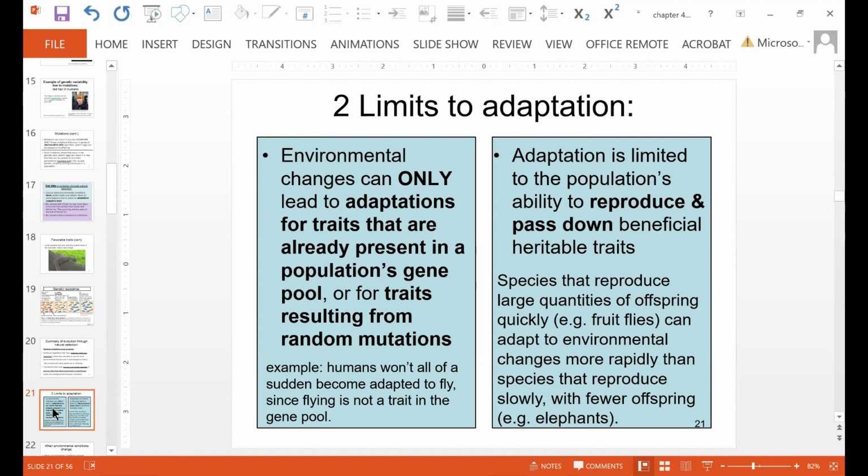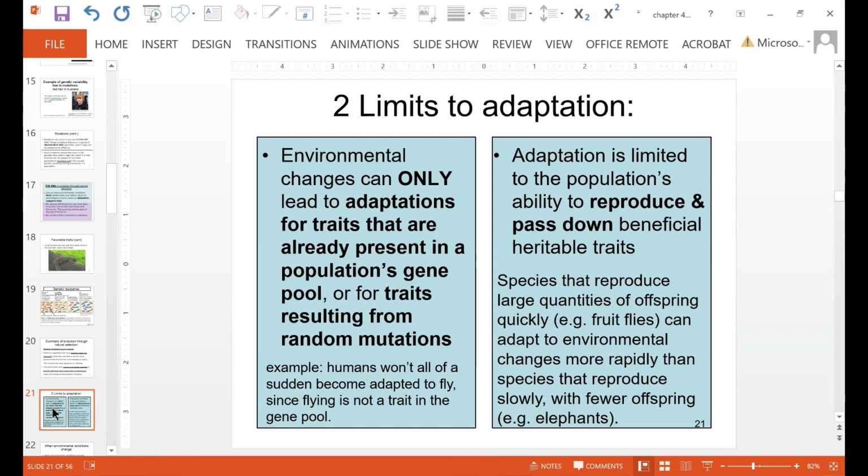There are two limits to adaptation. Environmental changes can only lead to adaptations for traits that are already present in the population's gene pool, or for traits resulting from random mutations. For example, humans cannot all of a sudden become adapted to flying because flying is not a trait in the gene pool. And most likely won't ever become a mutation either.